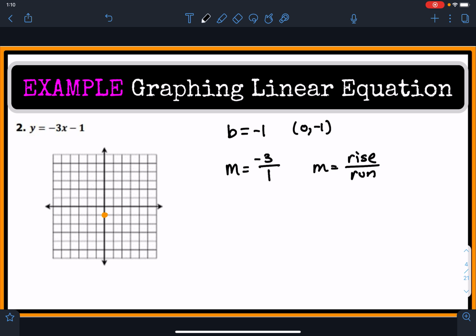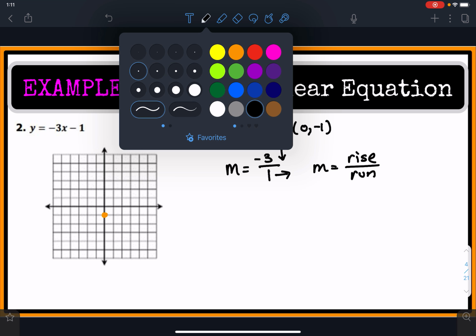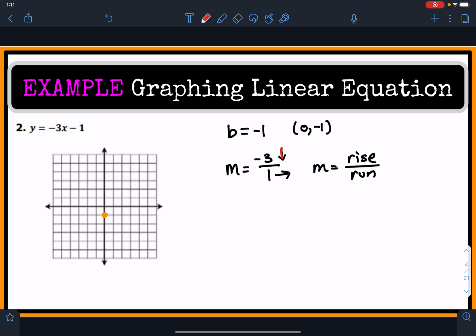So our rise, again, is negative, so it's going to go down, and our run is positive, so that's going to move to the right. So I'm using the red, I'm going to move in that direction. I'm going to go down 3 and to the right 1. So counting from this orange spot right there, I'm going to go down 1, 2, 3, and then over 1, and that'll be my second point.